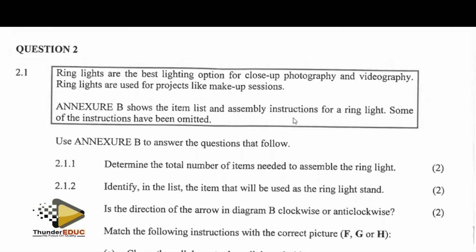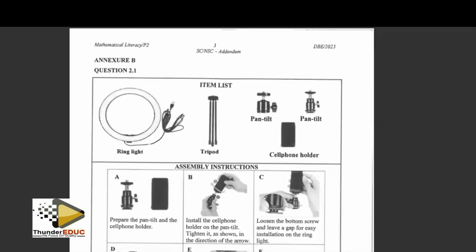Question number 2.1, they tell us to look at annexure B. Let's go there and you see how it looks like. This is the annexure. So we are looking at this. This annexure B is about assembling an item.